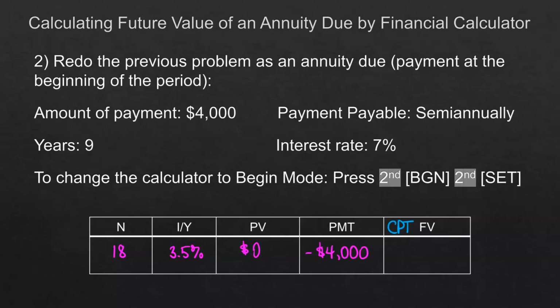So right above the payment, you push second begin, and then you push second set, which is above the enter key. Notice this one's right above payment, and this one's right above enter on your calculator. When you have it set correctly into begin mode, it will say BGN up at the top of your screen on your calculator. So then you know you're in begin mode.